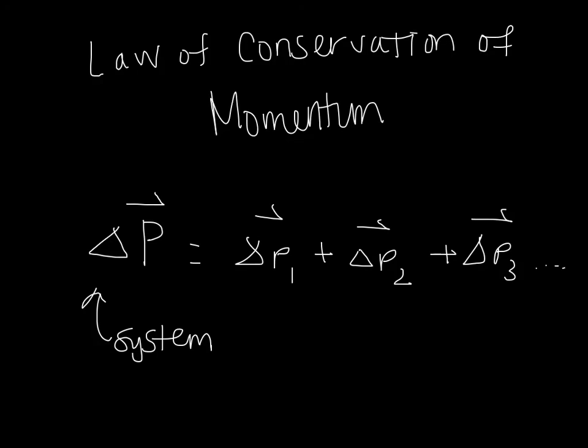So the law of conservation of momentum is just saying that the momentum of objects before they interact has to be the same as the total momentum of the system. So if we have two different spheres that collide, the momentum that they have before they collide has to be the same momentum that the total system has after they collide.